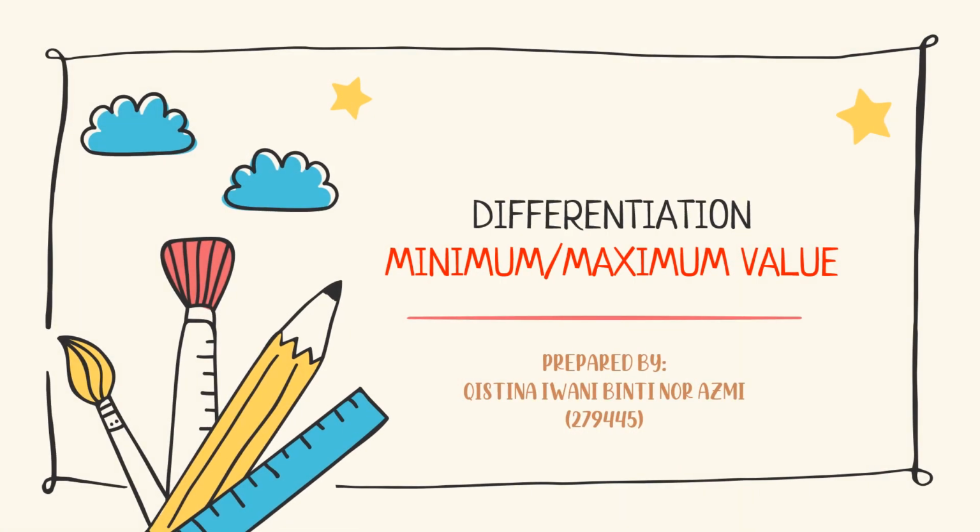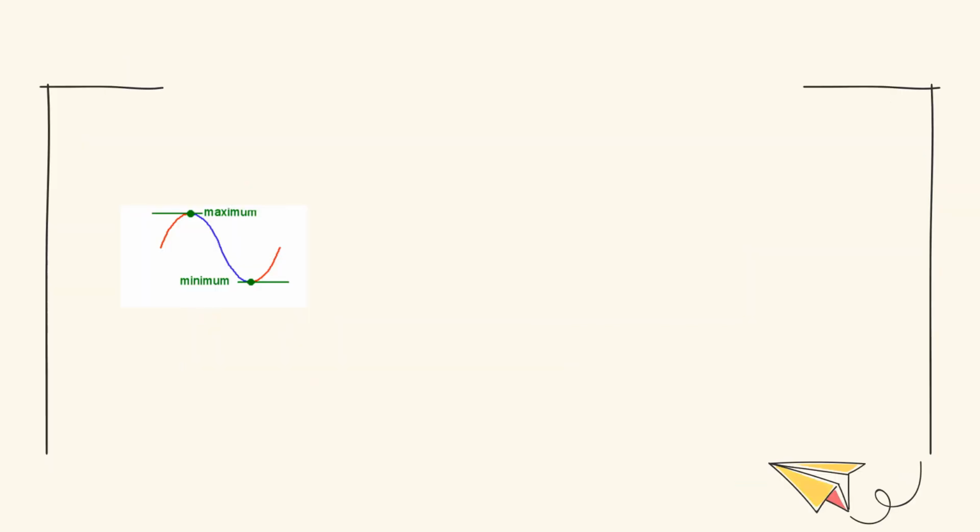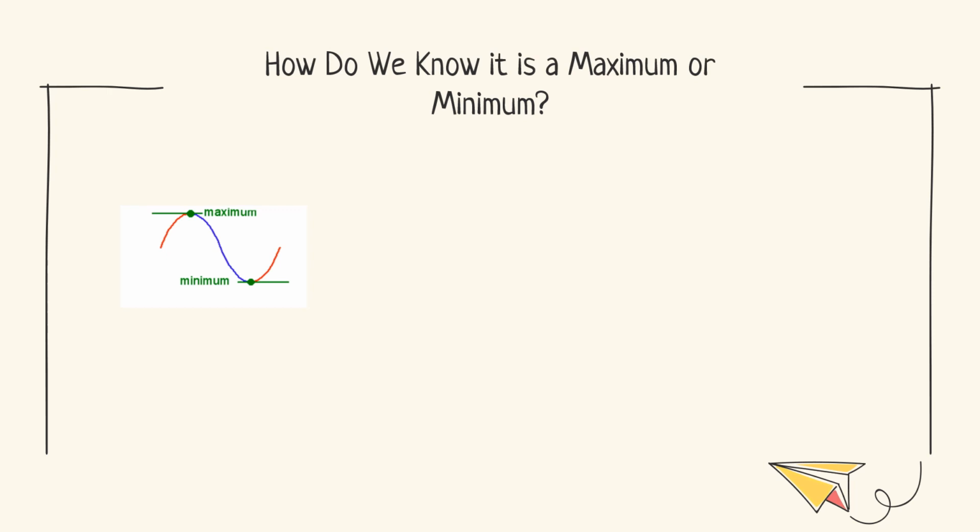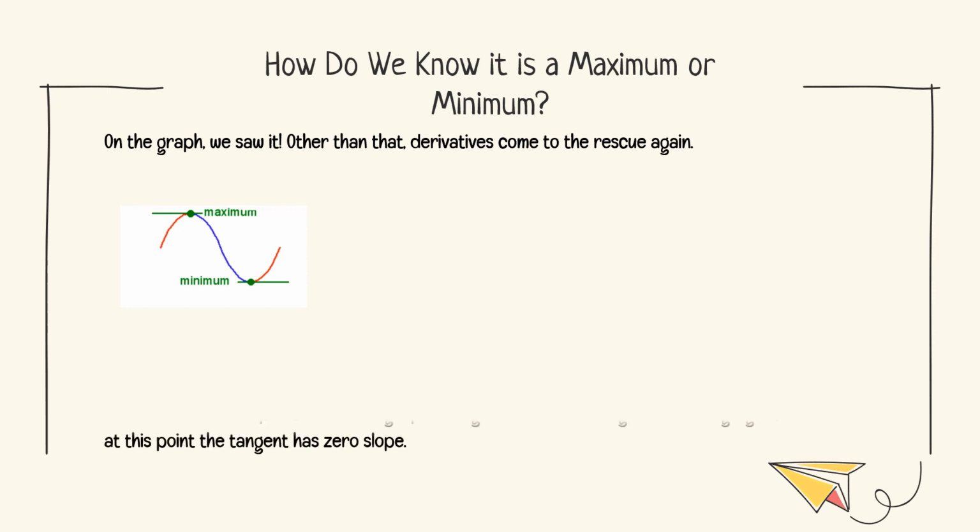I would like to present about differentiation under the subtopic minimum and maximum value. How do we know it is maximum or minimum? We can look at the graph, otherwise differentiation can solve it.